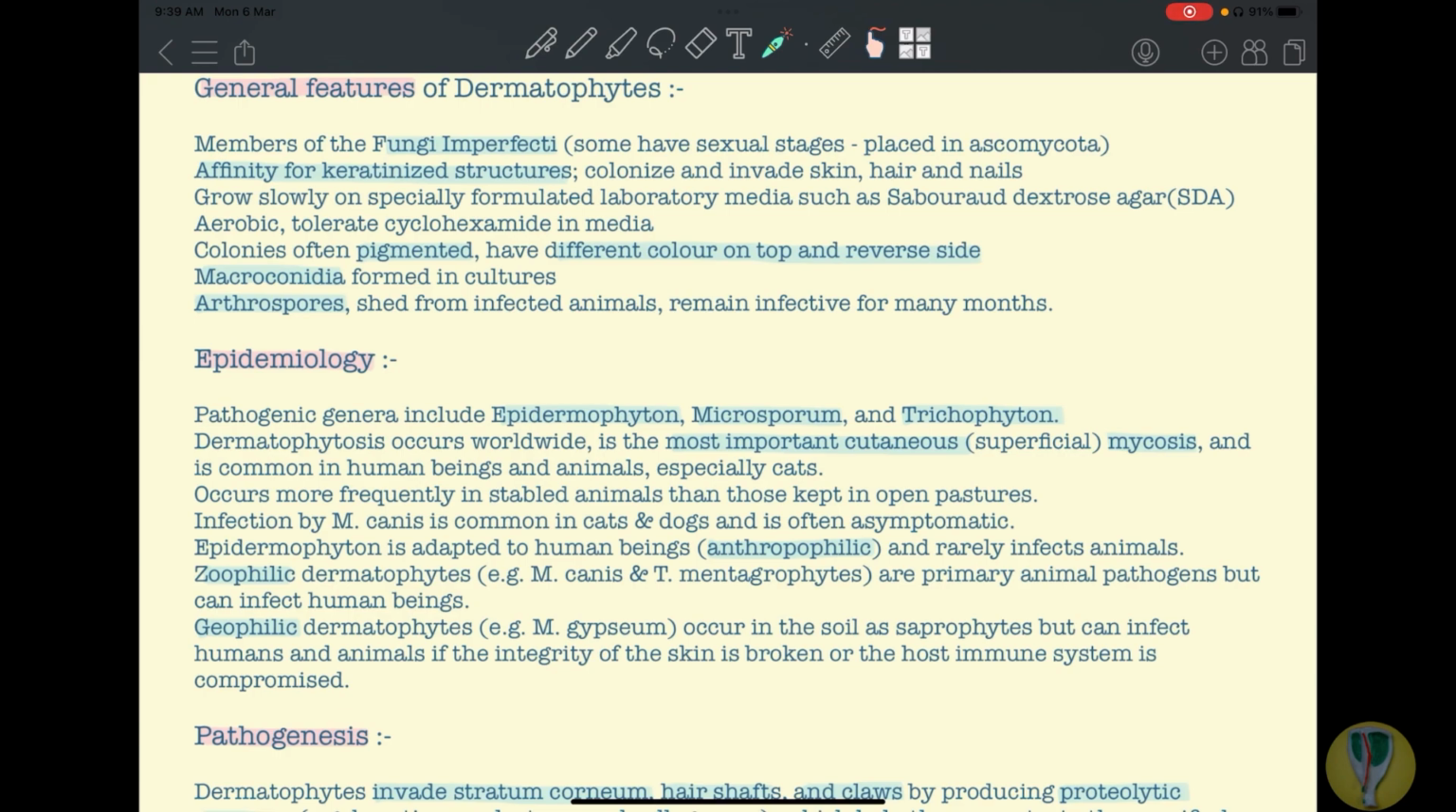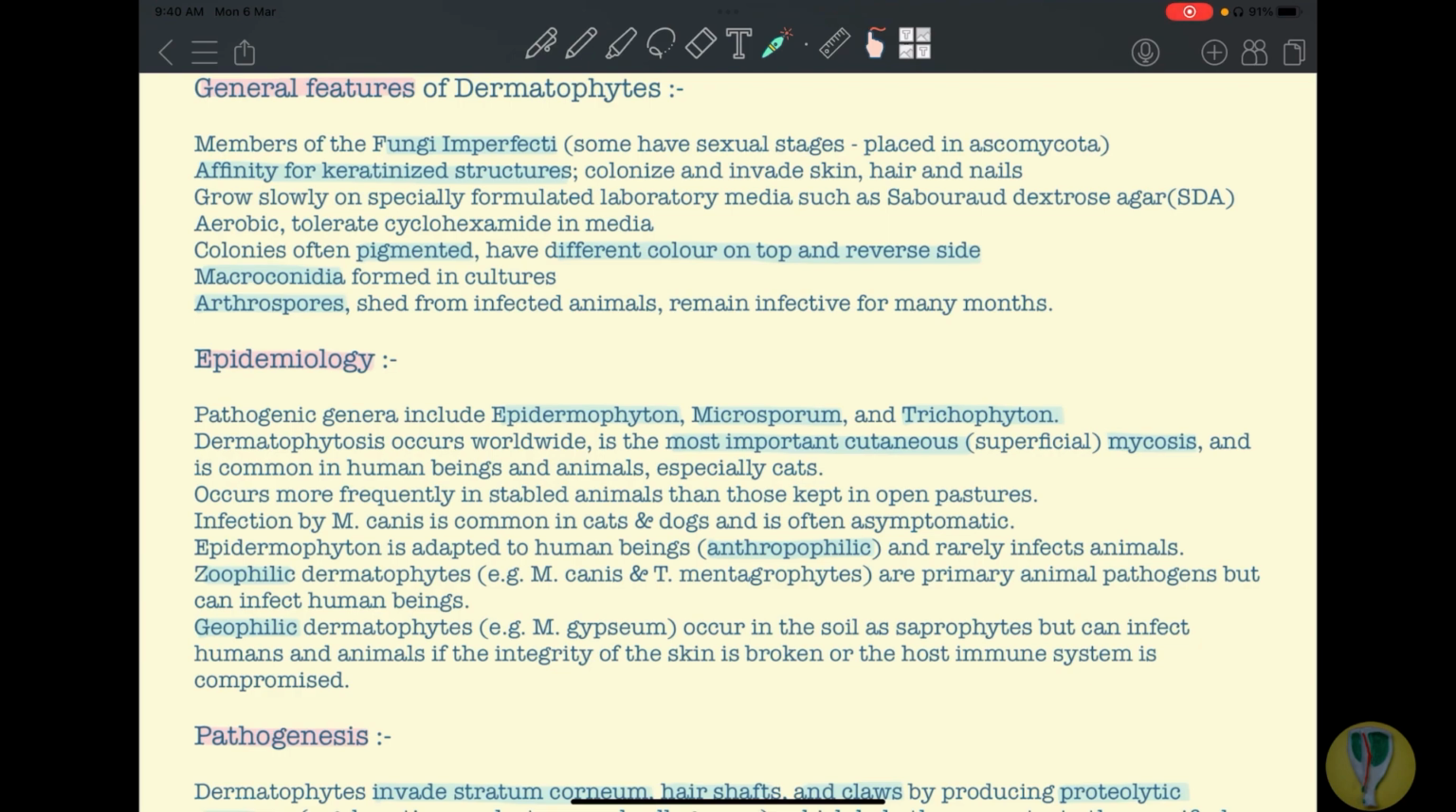Anthropophilic, they're adapted to human beings and they include the species of the genus Epidermophyton. Zoophilic dermatophytes mainly affect animals, but they can also infect human beings. And zoophilic dermatophytes include M. canis and T. mentagrophytes. So M. canis has the reservoir host in cat, T. mentagrophytes has reservoir host in rodents, and T. verrucosum has the reservoir host as cattle.